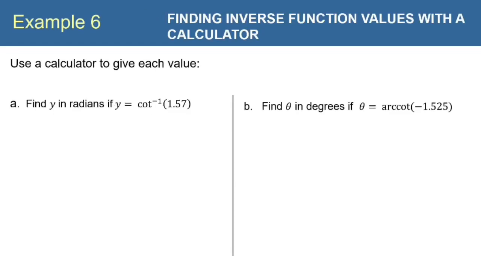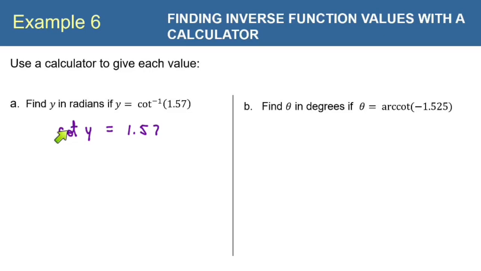Let's practice. Here's example 6. Use a calculator to give each value. In part A, find y in radians if y equals cotangent inverse of 1.57. Now this is a positive cotangent value, so I need a quadrant 1 answer. And you're going to see in a minute that the calculator will give us a quadrant 1 answer. But first we have to translate out of this inverse form. So if y equals cotangent inverse of this number, that means that the cotangent of y is equal to that number. Swap the input and the output.